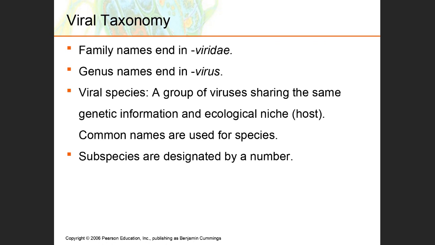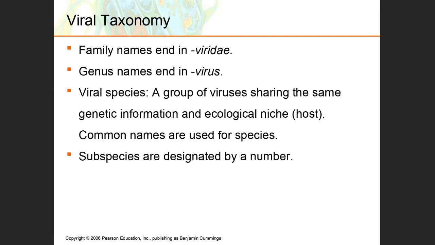When it comes to naming viruses, remember the nomenclature for viruses is really artificial because viruses are not living organisms, and they don't interbreed. You remember a viral species is just a group of viruses which have the same kind of genetic information, the same kind of genes, right, the same genome, and they share a common ecological niche, which means they infect the same kinds of hosts. And there are different strains and subspecies of viruses. But family names end in viridae, and the genus names end in virus.